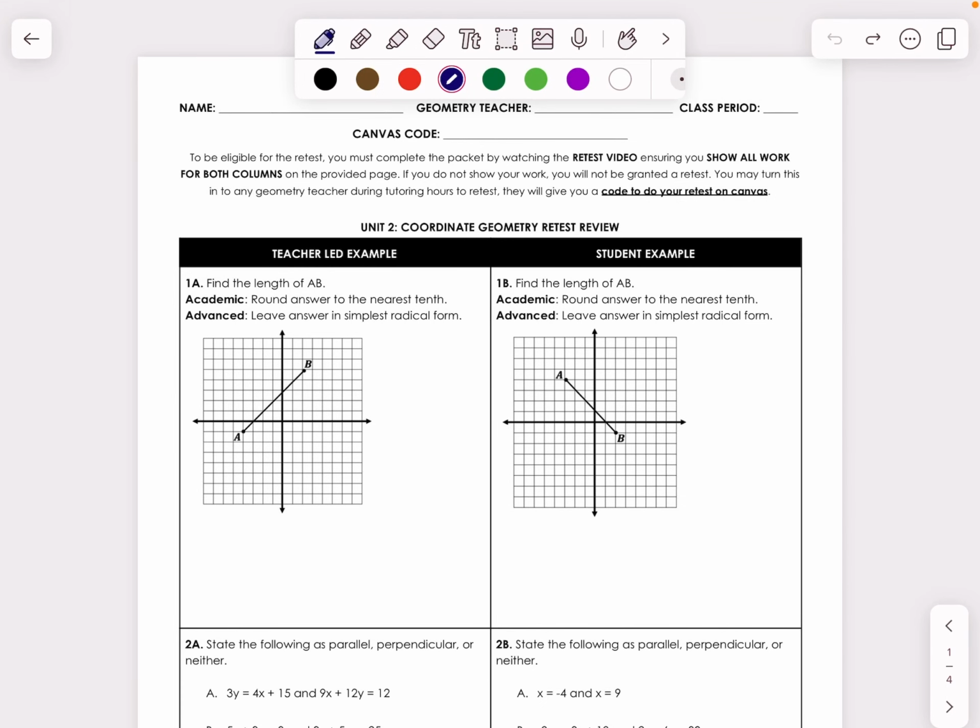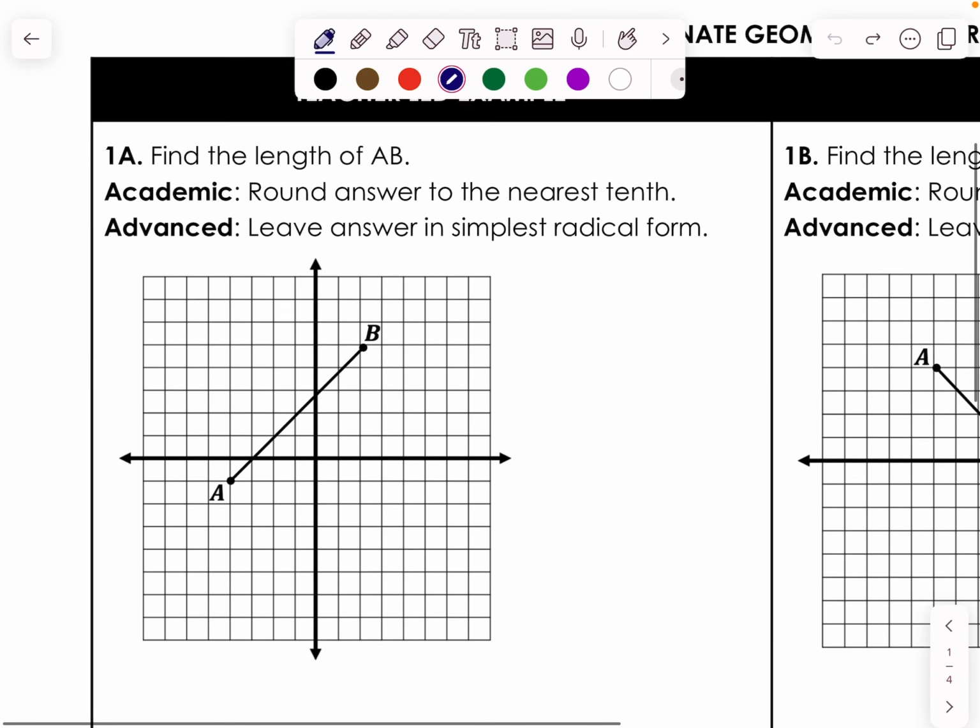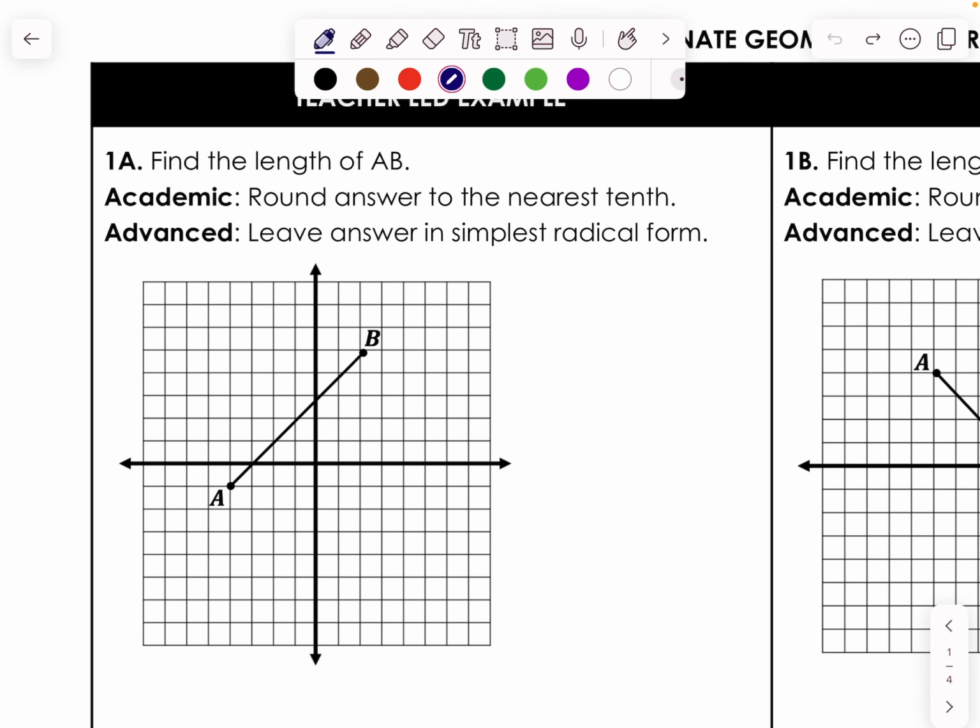Okay, so this first one is finding the length of AB. All you have to do is use your distance formula. A is located at (-4, -1), and then B is located at (2, 5). Okay, so then you just use your distance formula.